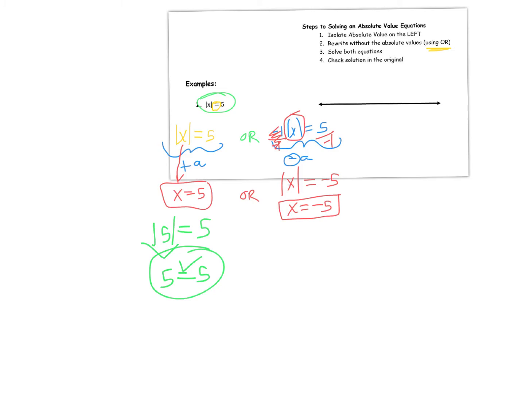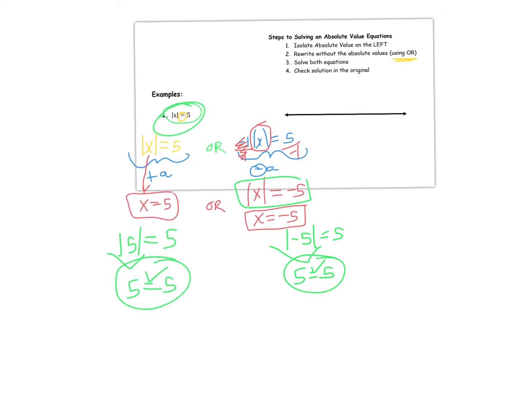That's okay. Come over here. The absolute value of negative 5 is supposed to equal 5. Again, we go back to the original one. We don't use this one, okay? So now snap the absolute value bars. 5 is equal to 5. So we know we're good. Both answers work.